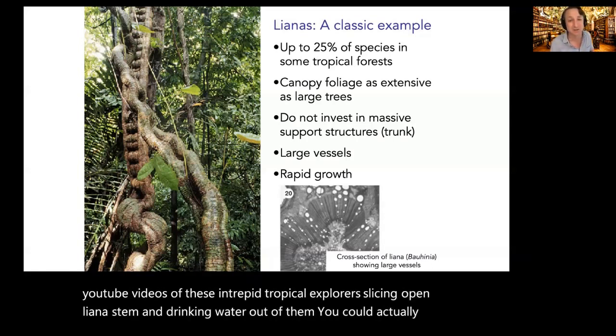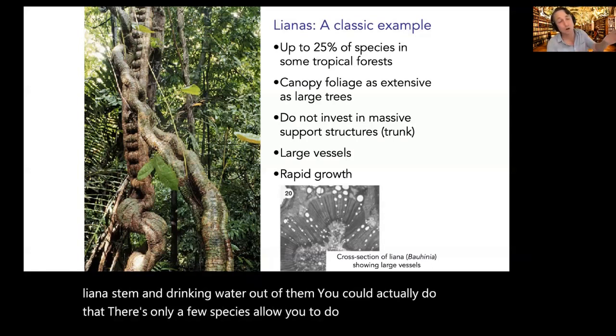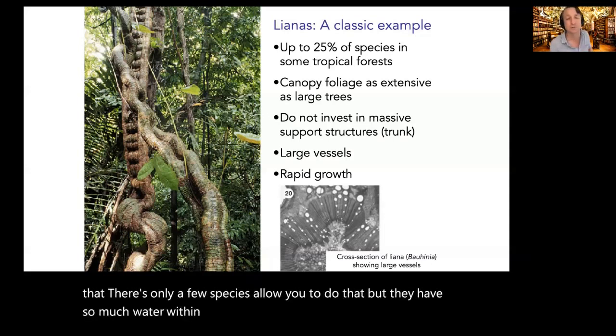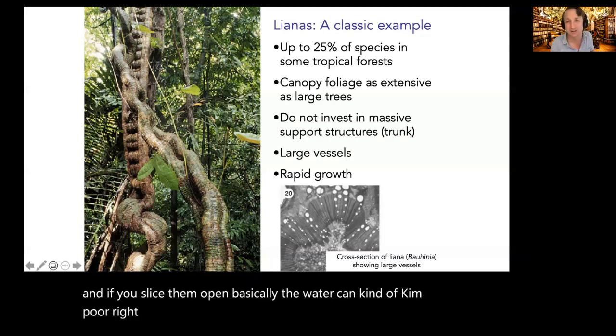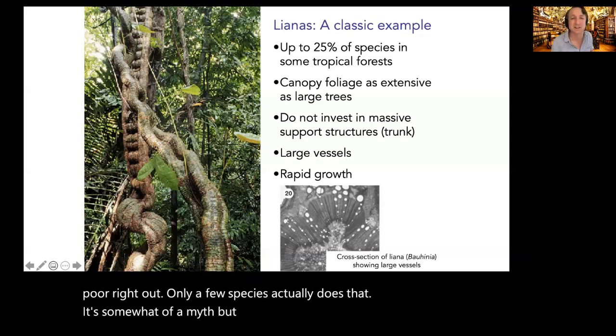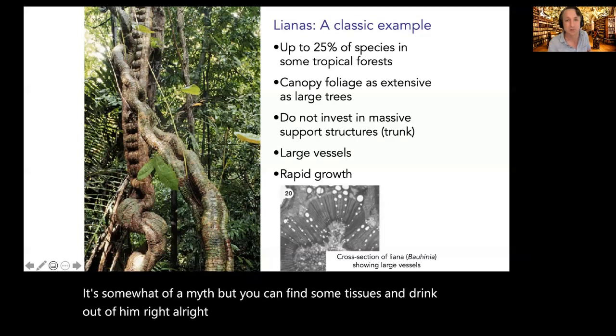There's only a few species that allow you to do that, but they have so much water within them because they have these huge tubes. And if you slice them open, basically the water can pour right out. Okay, only a few species actually do that. It's somewhat of a myth, but you can find some species and drink out of them, right? All right. So lianas are pretty cool.